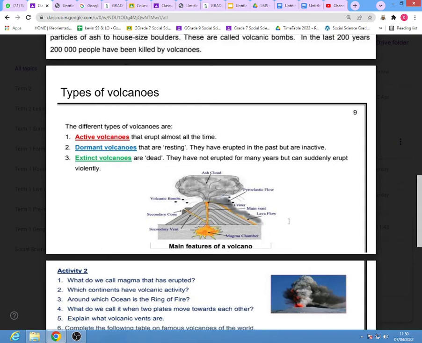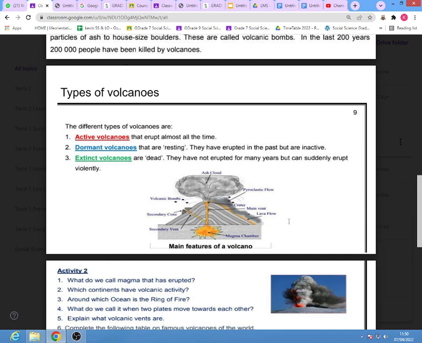Okay, another thing that you need to know is the structure of a volcano. We have what you call the magma chamber, as shown in the diagram. The magma chamber is based in your mantle, right? And we have the main vent, that is the pipe that is followed by the magma as it is coming from the magma chamber. And we have what you call secondary vents. Secondary vents are vents that branch off on the sides, right?